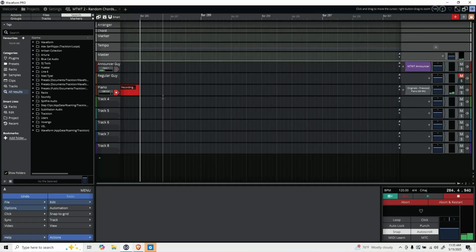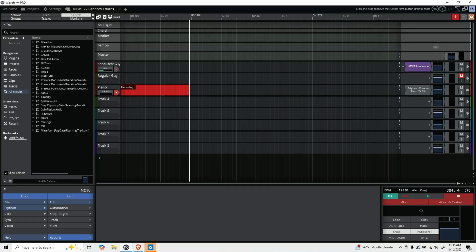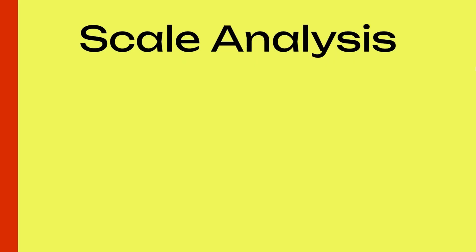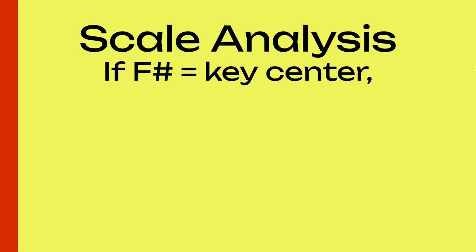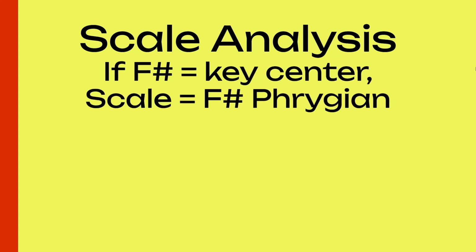Maybe instead of thinking that we're in the key of C, maybe we should think that we're in the key of F sharp. So that would mean we're in not just the key of F sharp, but in the key of F sharp minor. If we take this scale analysis further, and if we assume that F sharp is the key center, this takes us away from this major and minor idea into modes. In this case, we would be playing in something we could choose, F sharp Phrygian.